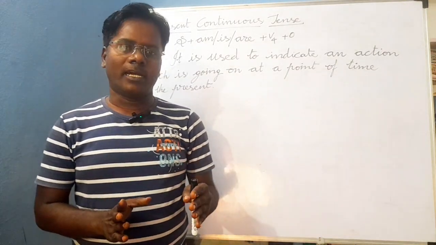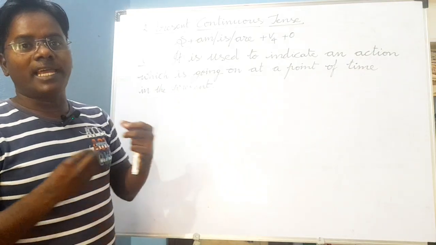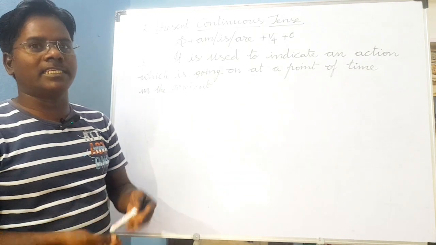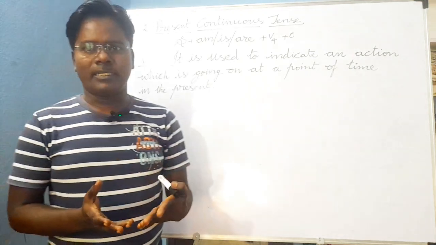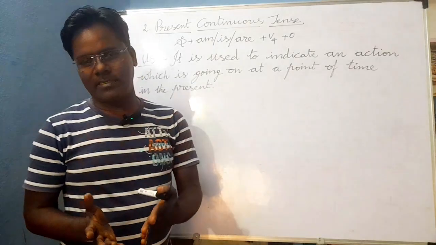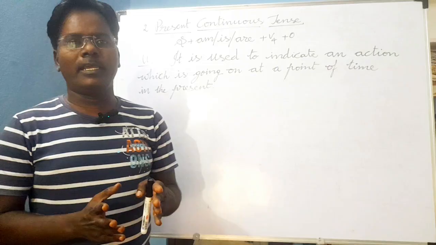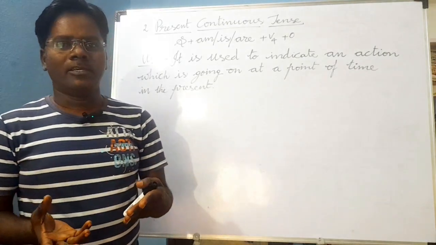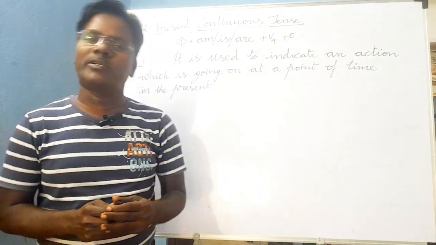So here it won't say about when the action is started and when the action is completed. It won't say about the starting of the action and ending of the action. So it says about only the progress of an action. Okay, so that's why it is also called present progressive tense.